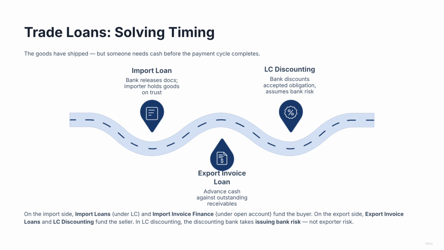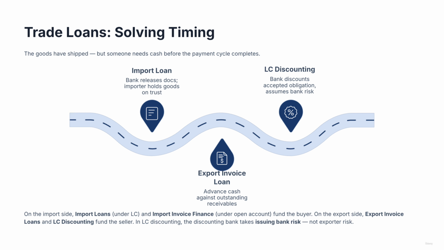Under open account terms, where no LC is involved, the instrument is import invoice finance. Here, the bank finances the importer's payables directly against supplier invoices. There is no documentary control. The bank is lending on the strength of the trade relationship and the importer's credit, a cleaner structure but less security for the bank.